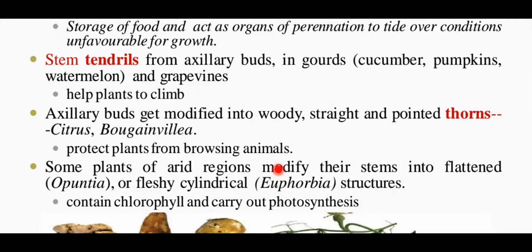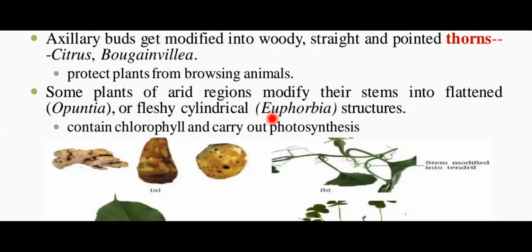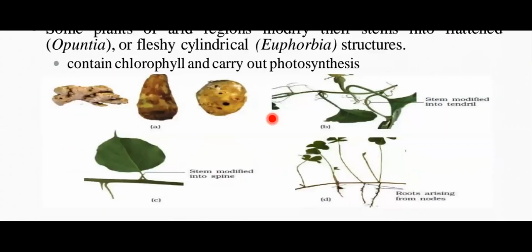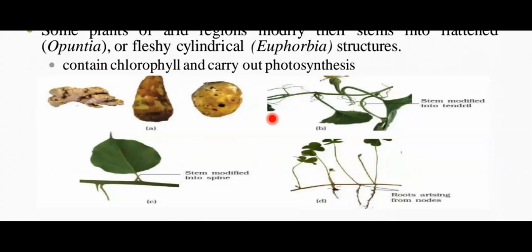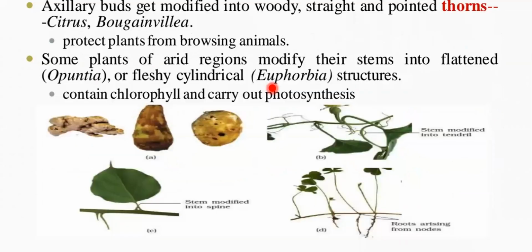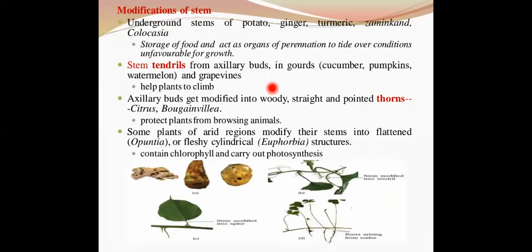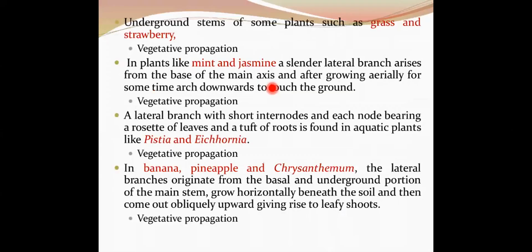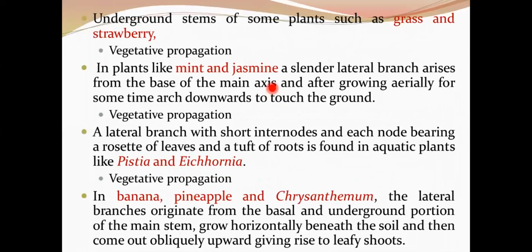This modification is for taking up the process of photosynthesis, because these stems contain chlorophyll and they are designed to carry out photosynthesis. Okay, so you can see the different diagrams here of stem modification which are designed for storage. Stem modified into spines, the stem modified into tendrils as I have explained, and stem modified into different structures. So this is one of the modifications.